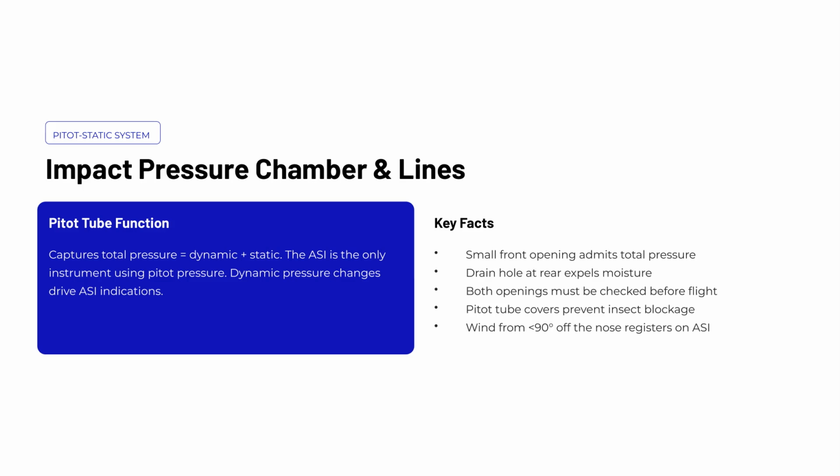Both of these openings must be checked during your pre-flight inspection. A blocked drain hole can trap water, and a blocked inlet will cause an immediate loss of airspeed indication. Pitot tube covers are your best defense against insect nesting, which is one of the most common causes of blockage. Always remove the cover before flight and inspect the opening carefully. One additional point worth noting: wind striking the aircraft at less than 90 degrees off the nose will still register on the airspeed indicator. This is important to keep in mind during ground operations on a windy day, where you may see ASI movement even while the aircraft is stationary.